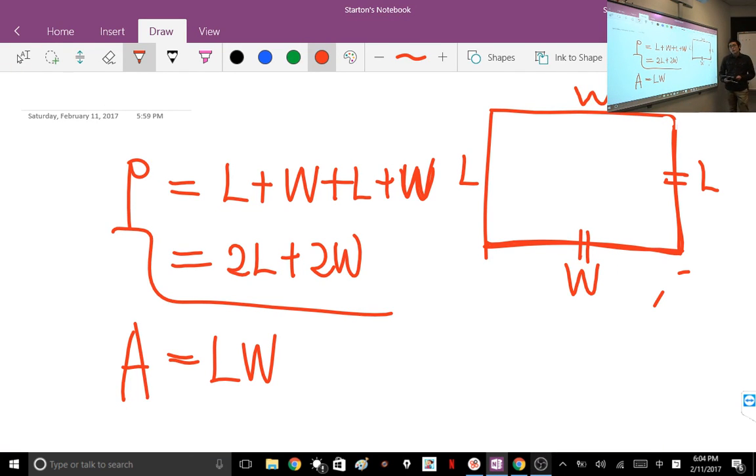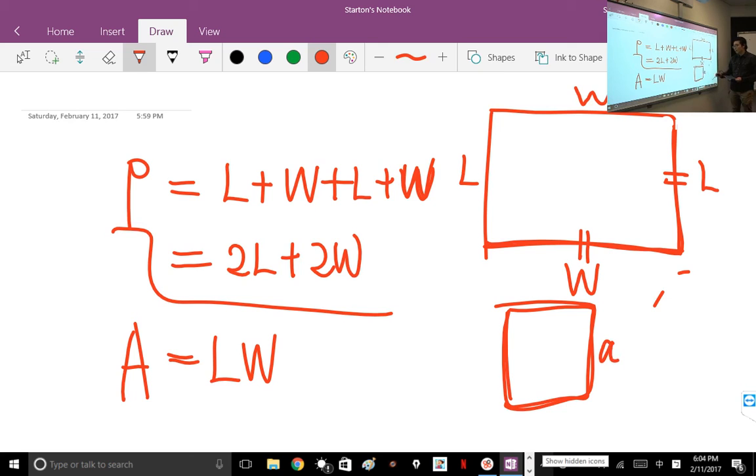Okay, if this is a pretty special case, if we are not talking about a rectangle, we are talking about a square. And for the square, everybody knows that the four boundaries are exactly the same length. So maybe we can call it A. In this case, if you want to calculate the area, how can we do that?